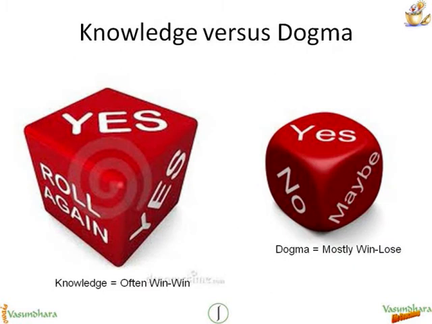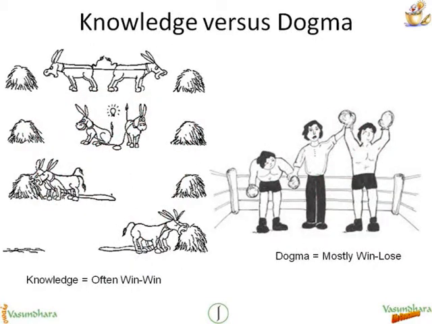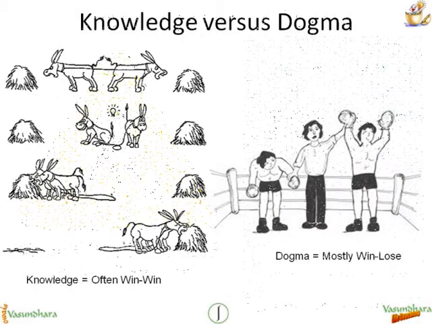Knowledge often finds win-win situations. Dogma is mostly a win-lose situation. I win, you lose. My dogma wins, your dogma loses. Another take on the win-win paradigm of knowledge and the win-lose paradigm of dogma.